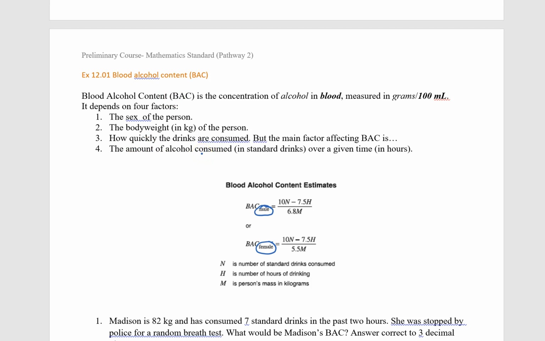So let's have a look at these formulas. So BAC stands for blood alcohol content. It's always measured in grams per 100 ml. So if you've got a reading of 2, then it meant you had 2 grams per 100 ml of blood. 2 grams of alcohol per 100 mils of blood was present in your system.